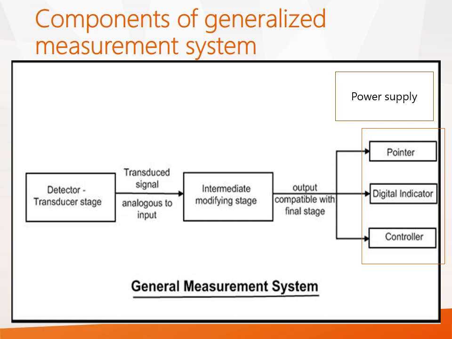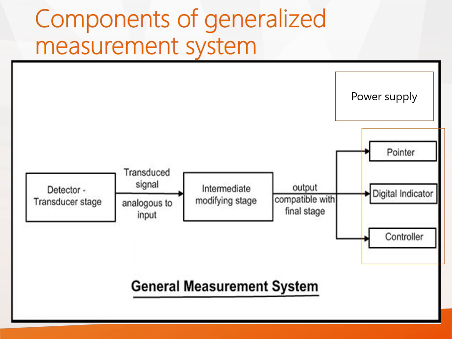The detector is the first block which is the transducer stage. The transducer converts the physical quantity into an electrical signal. If you are measuring temperature, then we cannot measure temperature directly. For that we need sensors and transducer. So the sensor will sense the temperature and it will convert it into an electrical signal.